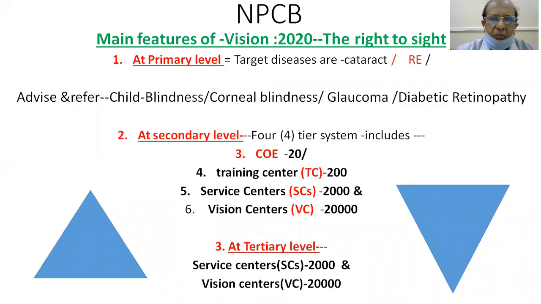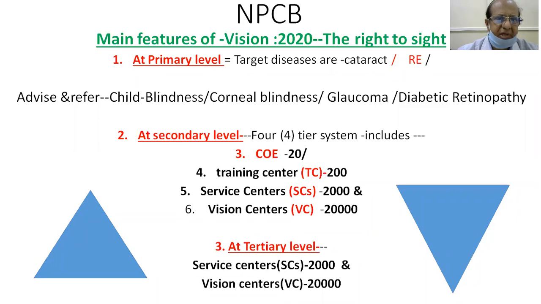At secondary level, a four-tier system is there. So in the middle, four-tier system is there: the training center, center of excellence. One is center of excellence. There will be 20 in India. Training centers 200, service centers 2,000, vision centers 20,000. At tertiary level, top level, service centers are 2,000 and vision centers are 20,000. So these are the categorizations for the Right to Sight, Vision 2020.